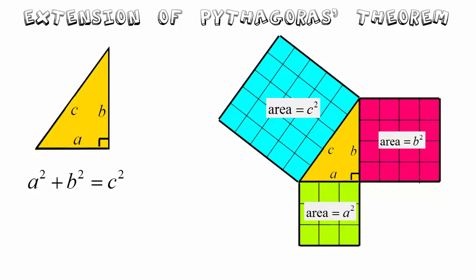square. In this case, on the diagram on the right, the green area and the pink area is equal to the area of the blue. In other words, area a squared plus area b squared is equal to area c squared.